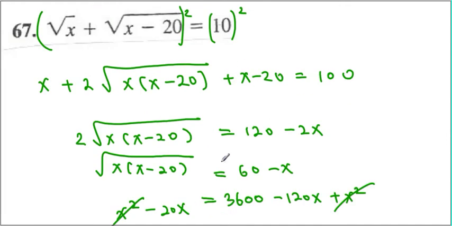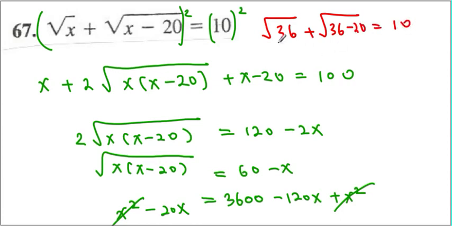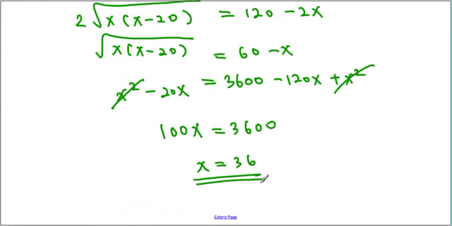Alright, let's check it. If you plug in 36 here, then we'll end up getting square root of 36 plus square root of 36 minus 20. Is that in fact equal to 10? Square root of 36 equals 6. Plus square root of 36 minus 20 becomes 16. And square root of 16 becomes 4. And yes, indeed, it is equal to 10. So that is the correct answer.